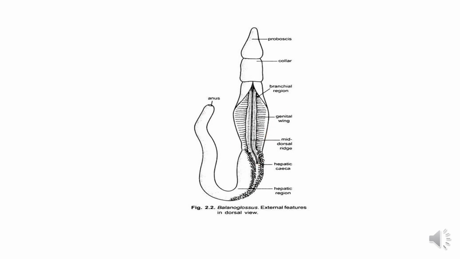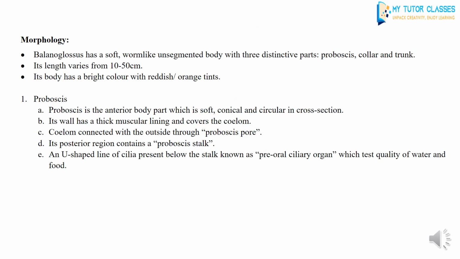Morphology. Balanoglossus has a soft, worm-like, unsegmented body with three distinctive parts, that is proboscis, collar and trunk. Its length varies from 10 to 50 cm depending on species and region. Its body has a bright color with reddish and orange tints.